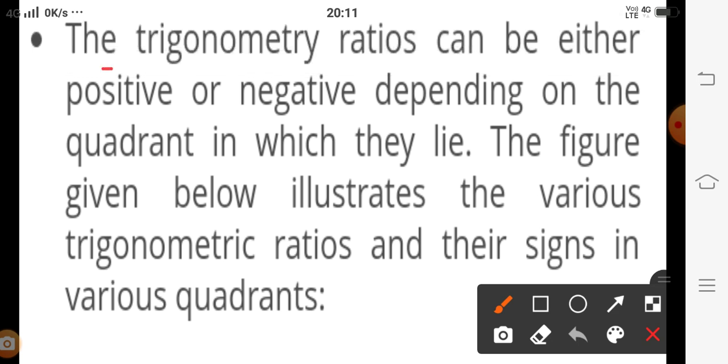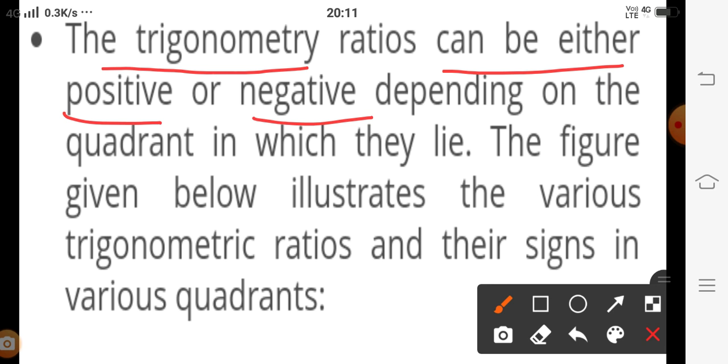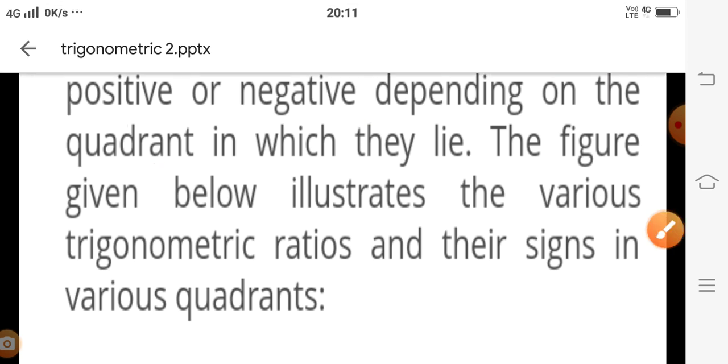The trigonometric ratios can be either positive or negative. Now here we are starting with the concept of class 11th. The trigonometric ratios can be either positive or negative depending on the quadrant. We also know this: in the xy plane, the x and y axes divide the plane into 4 parts, and those 4 parts are called quadrants. If you observe the figure, the values of the t ratios are positive or negative depending on the quadrant in which the angles lie. And this concept is very important.